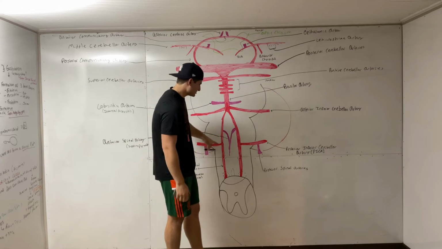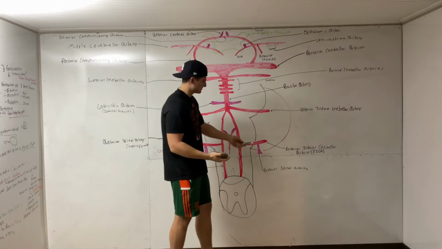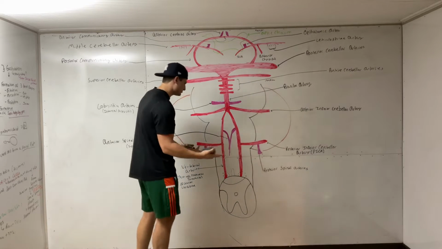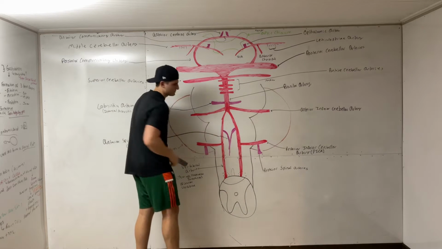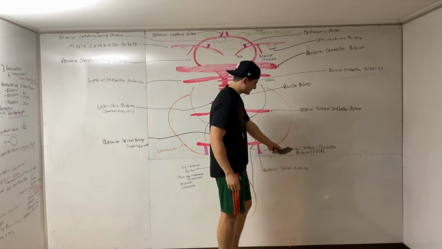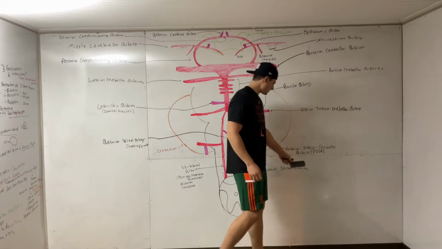First, they branch off into one artery known as the posterior inferior cerebellar artery. I said two because why? One on the right, one on the left side. Now, why would it make sense for it to be called the posterior inferior cerebellar artery?